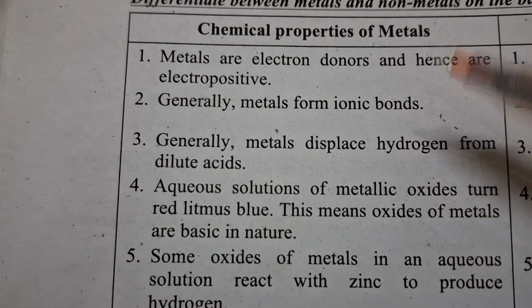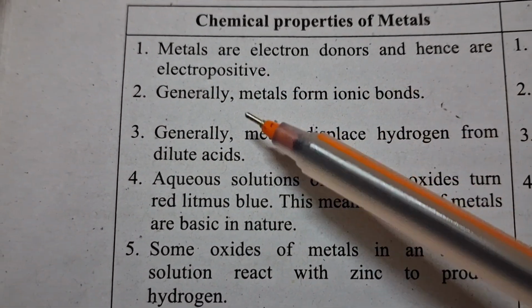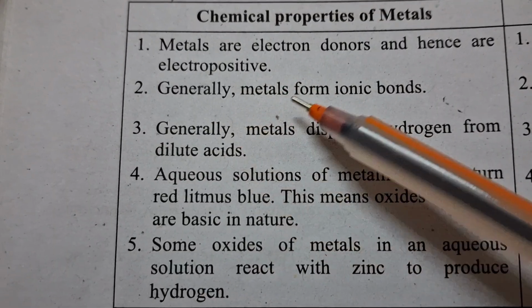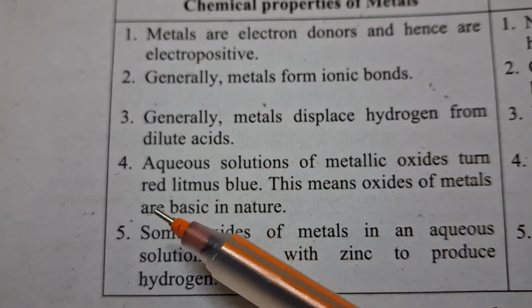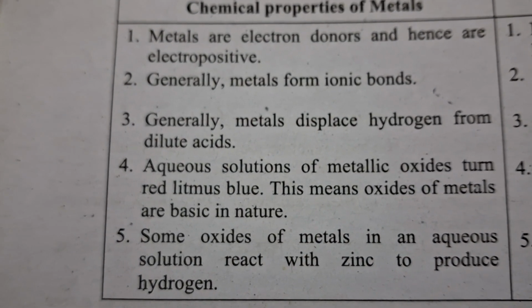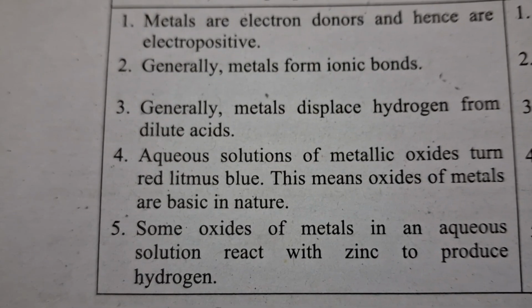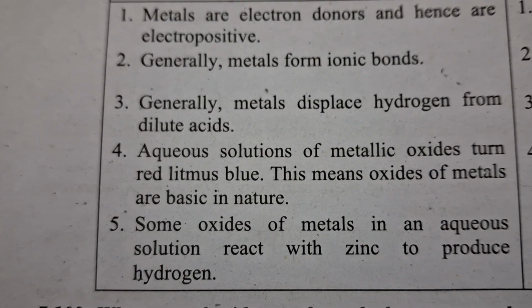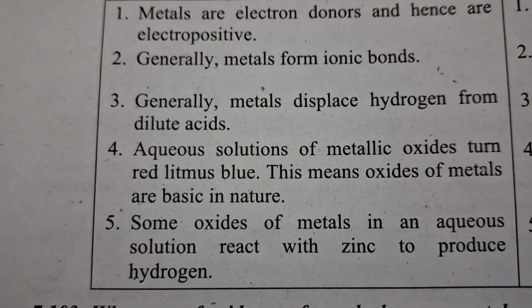Next one is chemical properties of metals. Metals are electron donors and hence they are electropositive. Metals form ionic bonds. Generally, metal displaces hydrogen from dilute acid. Aqueous solution of metallic oxides turn red litmus blue. This means oxides of metals are basic in nature. Some oxides of metal in aqueous solution react with zinc to produce hydrogen.